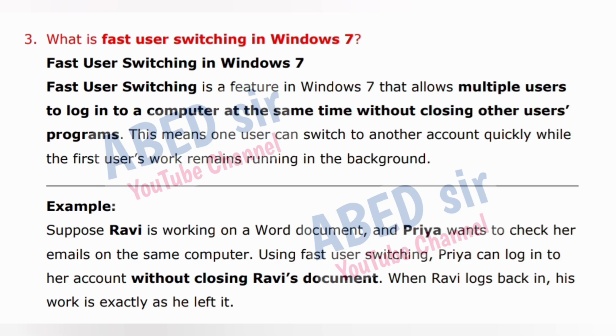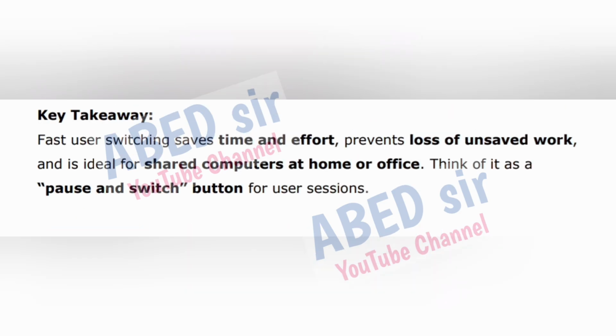Example: suppose Ravi is working on a Word document and Priya wants to check her emails on the same computer. Using fast user switching, Priya can log into her account without closing Ravi's document. When Ravi logs back in, his work is exactly as he left it. Key takeaway: fast user switching saves time and effort, prevents loss of unsaved work, and is ideal for shared computers at home or office. Think of it as a pause and switch button for user sessions.